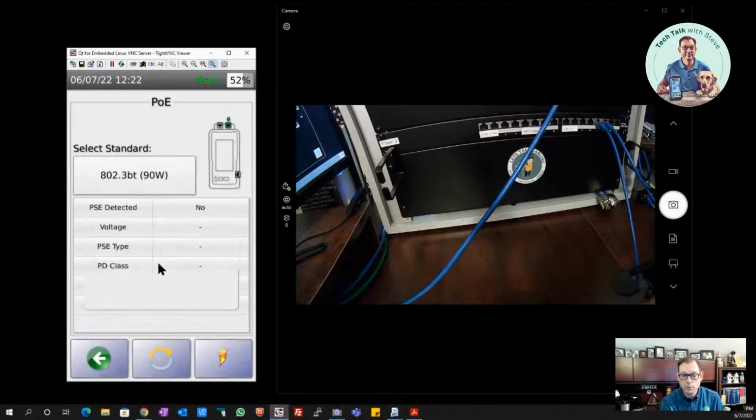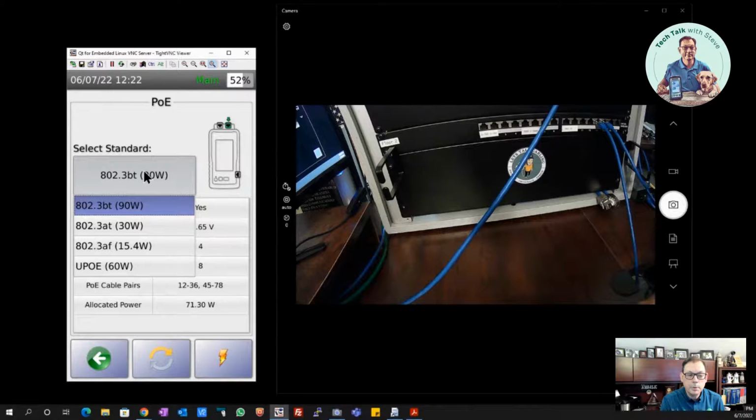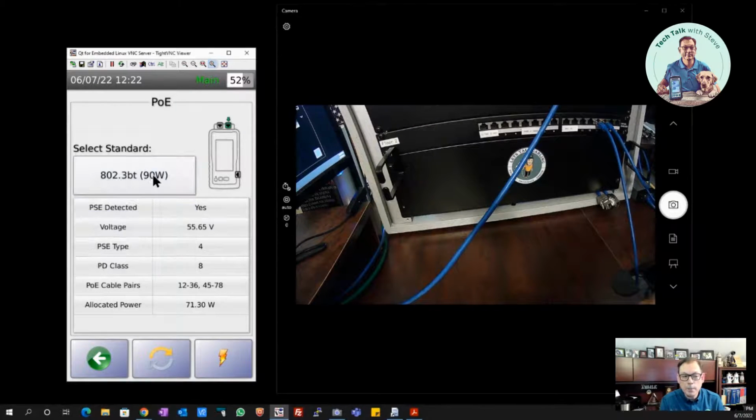and initially it will look and discover the first most important part. Do we have a PSE on the other end of this cable? And yes, we do. What voltage are we getting? Our PSE type, our device class, cable pairs that we're running PoE on, and then of course the allocated power. And you can select whichever level of PoE you want, whether it's the AT, the AF, or 60 watt UPoE. I'm going to leave it at 90 watt. So now we've got some good information. And again, here's that 71.3 watt number that we've got here.